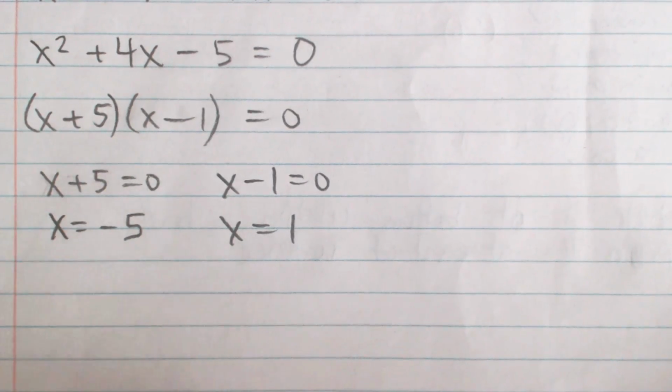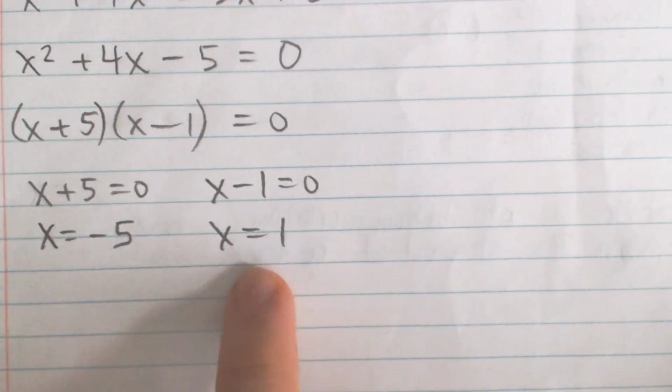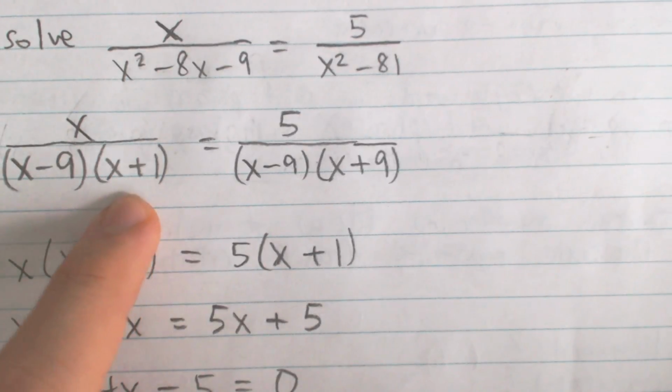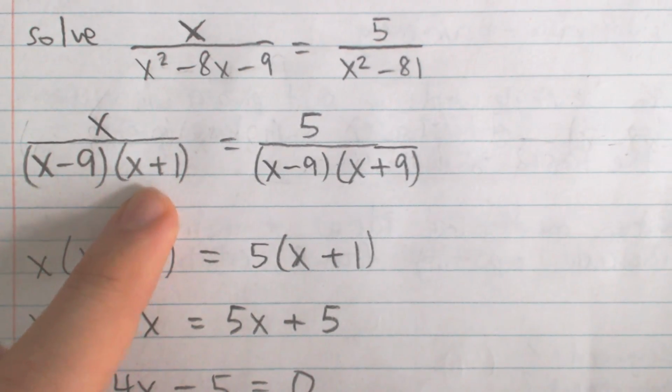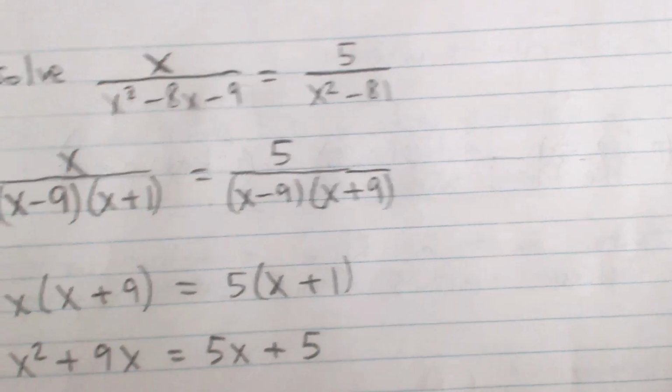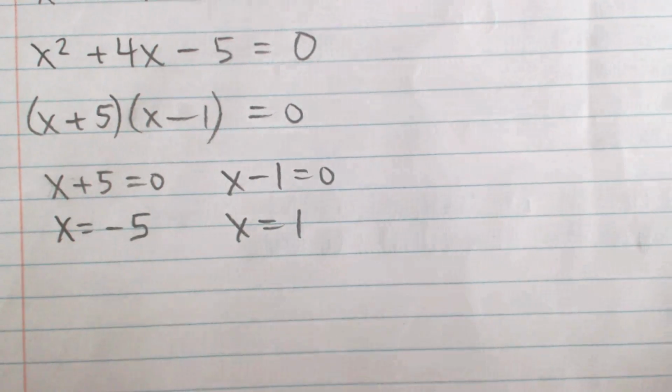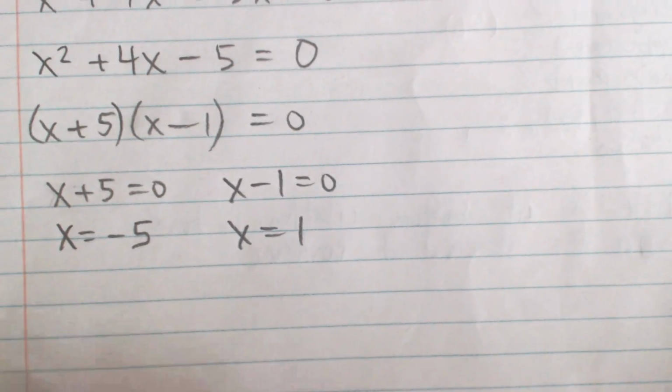If, let's say, instead we had x equals negative 1, and we found that as one of the solutions. But notice here, negative 1 would make this left side undefined. So this equation is not even valid for negative 1. And so we would have to discard that solution. But in this case, both of them work with the original equation. And so those are our final answers.